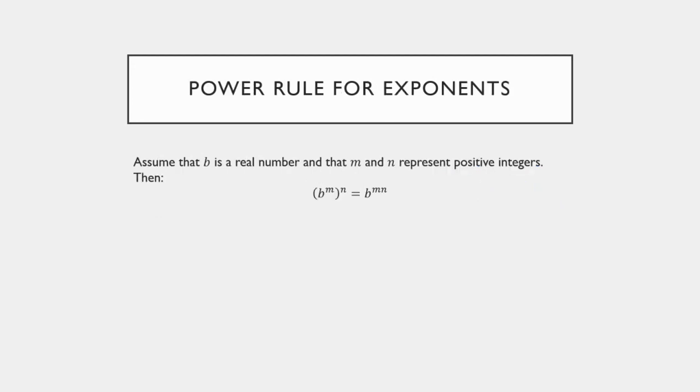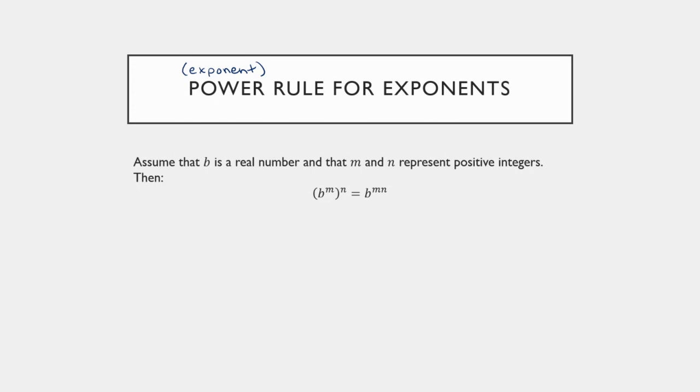Now in 5.2, there are two additional rules essentially. We have the power rule for exponents. And the word power also means exponent. So those are sort of interchangeable. So it's basically saying you're taking exponents, you have an exponent on top of an exponent.